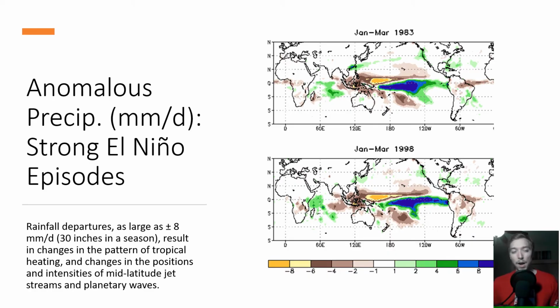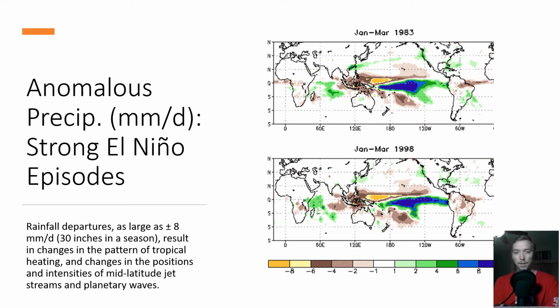From the perspective of anomalous precipitation, in millimeters per day, during strong El Niño episodes, rainfall departures as large as plus or minus 8 millimeters per day, or 30 inches in a season, result in changes in the patterns of tropical heating and changes in the position and intensification of mid-latitude jet streams and planetary waves. Here we can see January through March of 1983 and January through March of 1998, two particularly strong El Niño years. We see intensification on both.